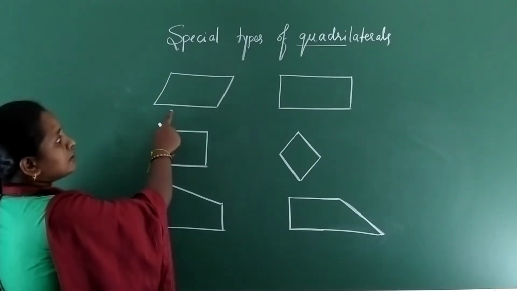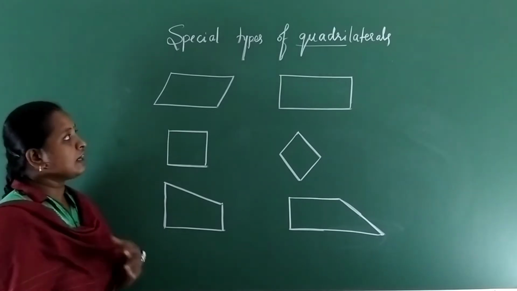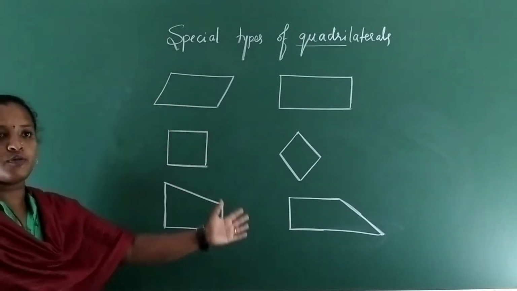Next, look here. This one, special types of quadrilaterals. So these are all four-sided figures.